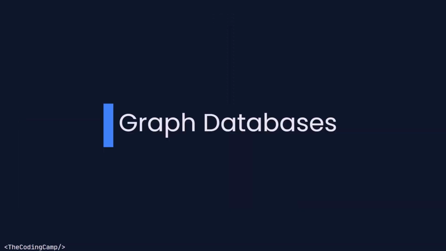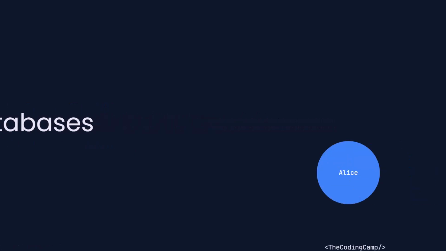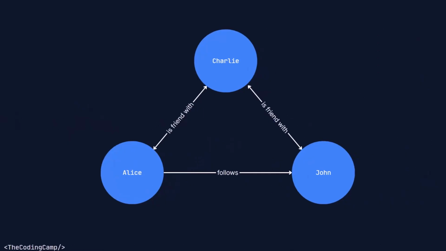A graph database is a type of NoSQL database designed to store and query relationships efficiently. Instead of tables or documents, it uses a graph structure where each node represents an entity, for example, a user, and each edge represents a relationship. For example, user A is a friend of user B.